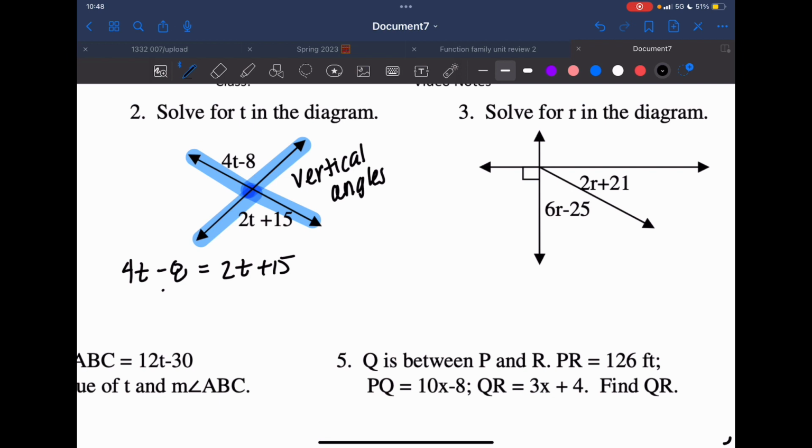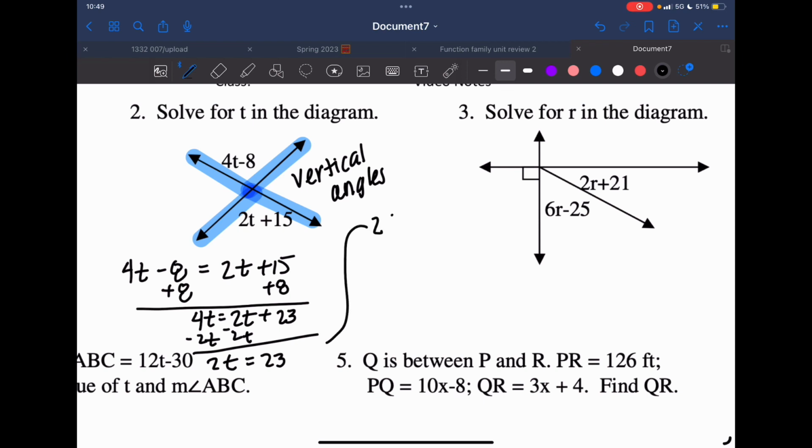And I'm going to move my constants over. So I have 4t equals 2t plus 23, minus 2t, minus 2t. So then I get 2t equals 23. So then I divide both sides by 2. T equals 12.5.